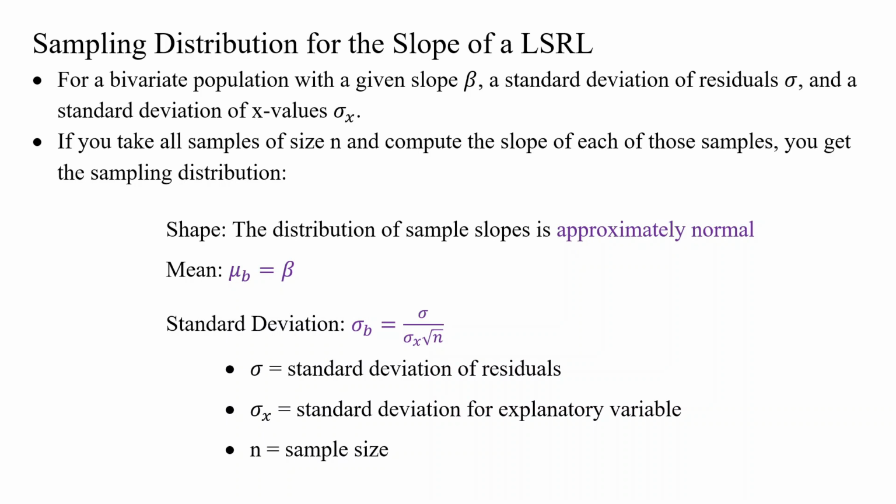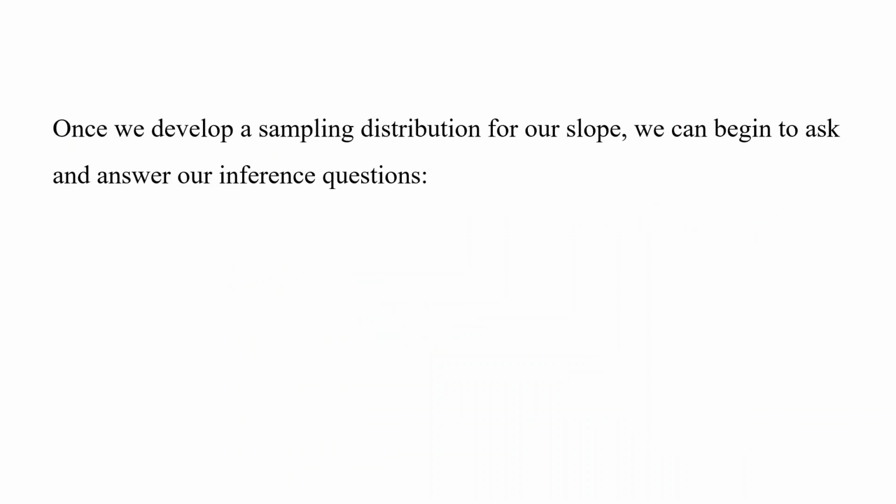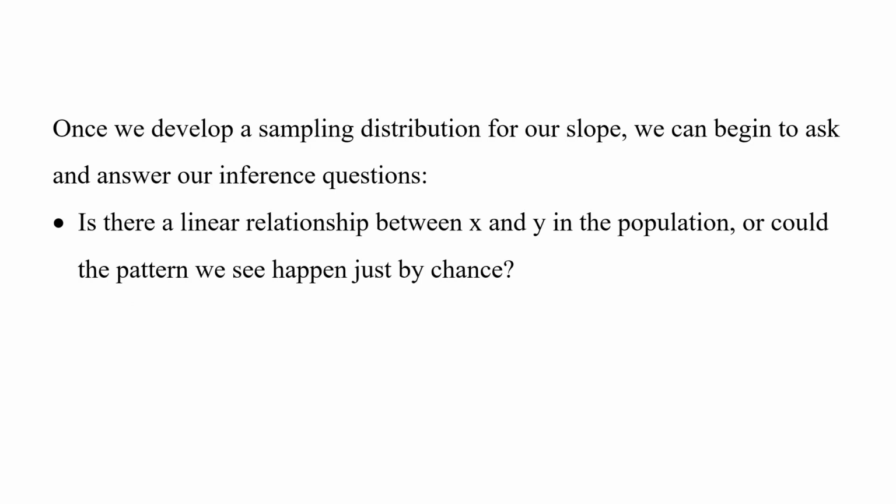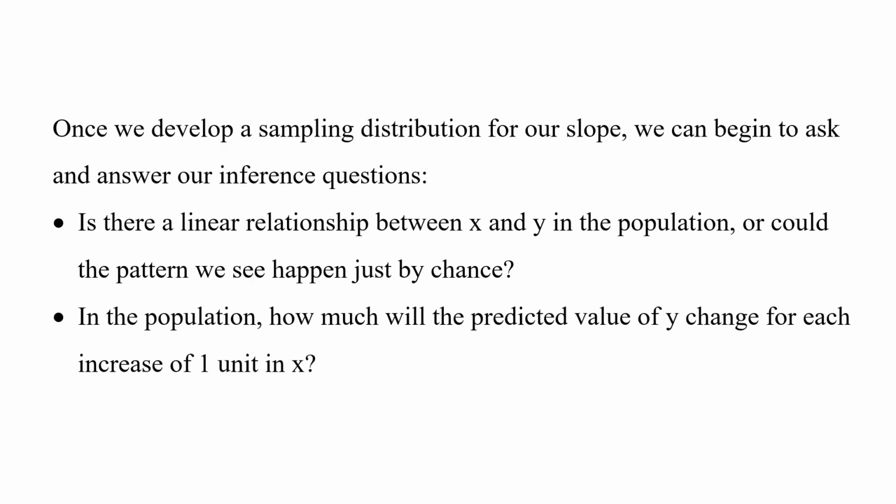Now, what can we do with the sampling distribution? Well, once we have a sampling distribution and confirm that we have met conditions to create a sampling distribution, we can begin to ask and answer our inference questions. For example, is there a linear relationship between X and Y in the population, or could the pattern we see just happen by chance? In the population, how much will the predicted value of Y change for each increase of 1 unit in X? Okay. So we're going to be answering these questions using confidence intervals and hypothesis testing.